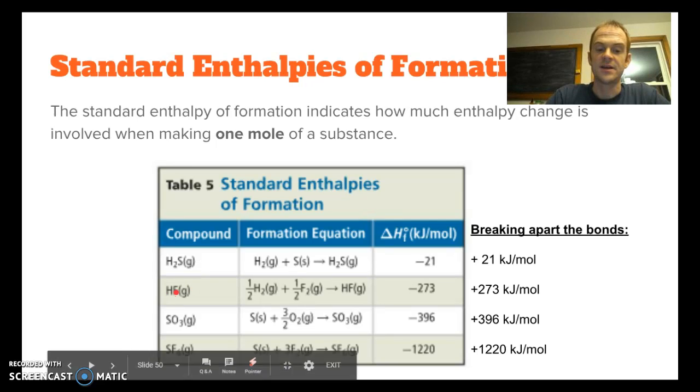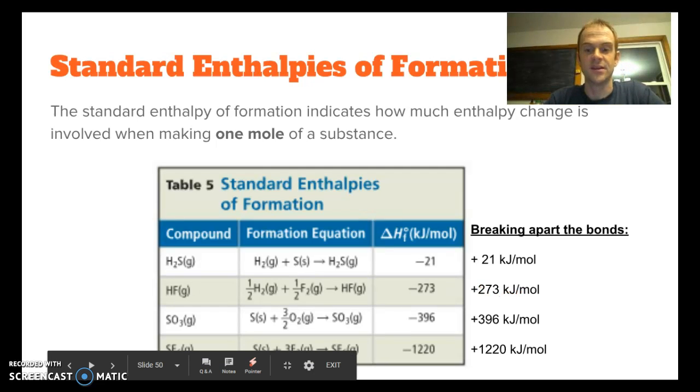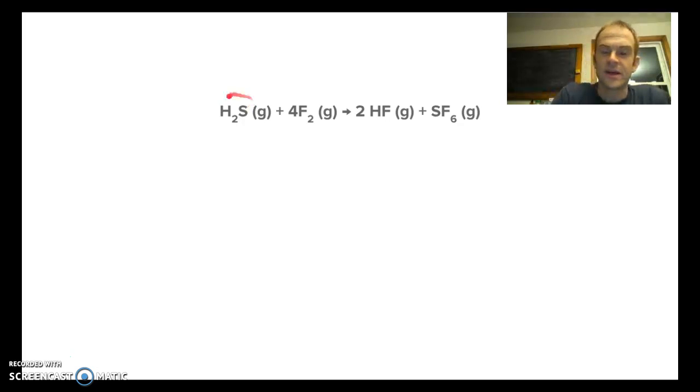And then for hydrogen fluoride, if I want to break apart the hydrogen and fluorine, I have to put in 273 kilojoules of energy. Okay. All right, so let's look at this example. So here we've got hydrogen sulfide and fluorine, and these, remember we said, are going to get broken apart to make these two new products.